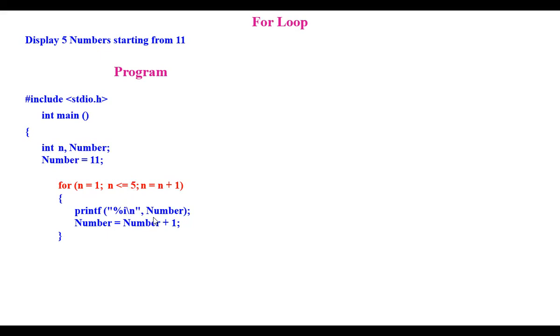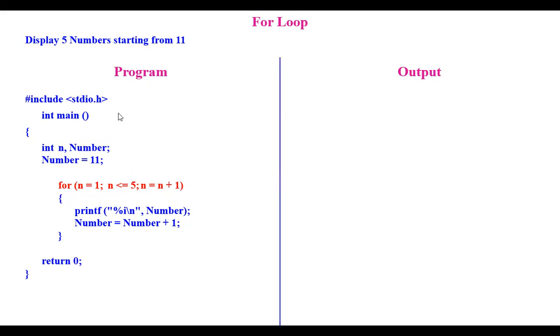Now the number is printed. Now it is 12, so 12 is printed. Now 12 plus 1, 13. The number now becomes 13. So it continues here. n becomes 3. Still it is less than 5, so this loop continues. When it is equal to 5, again it continues. When it comes back, it becomes 6. When it is 6, it won't allow the loop to continue further. So it comes out of the loop and the program ends.